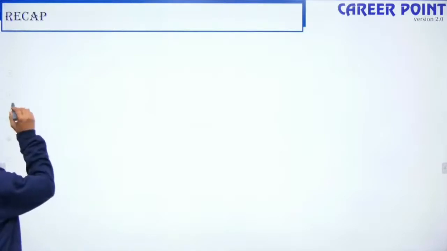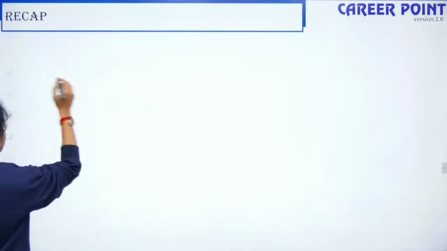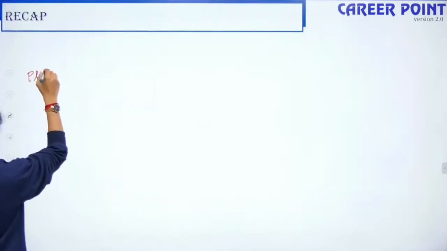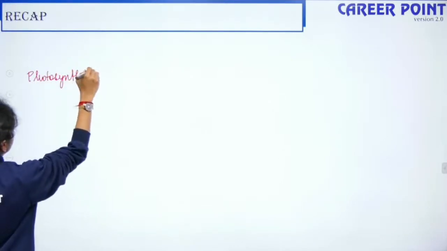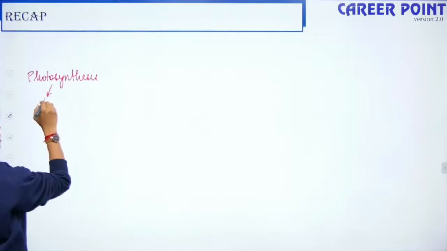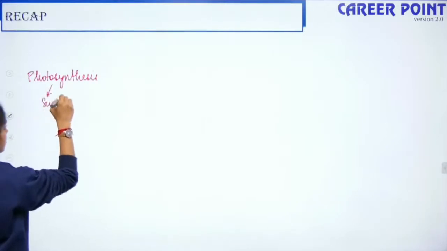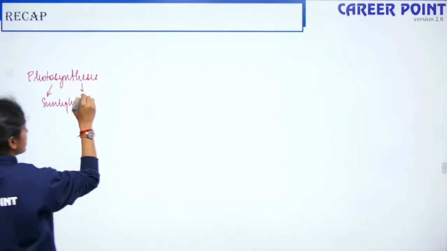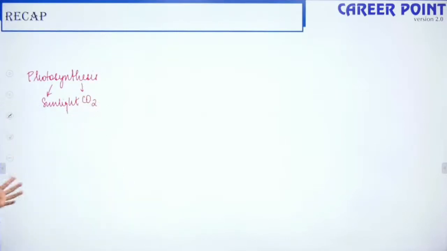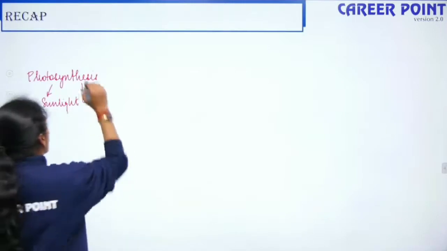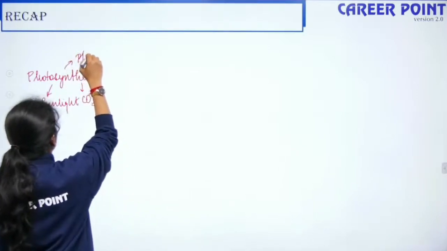A quick recap of what we already know. Photosynthesis requires sunlight, as well as carbon dioxide. These are some of the basic experiments. You could call photosynthesis a physiochemical process.